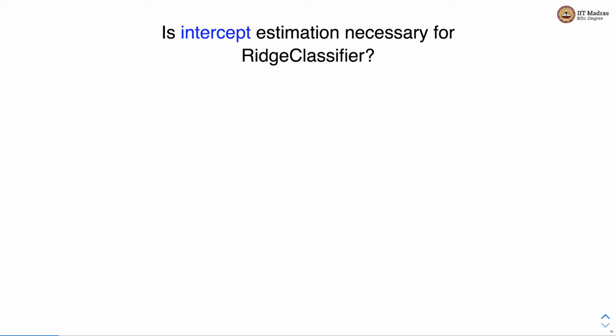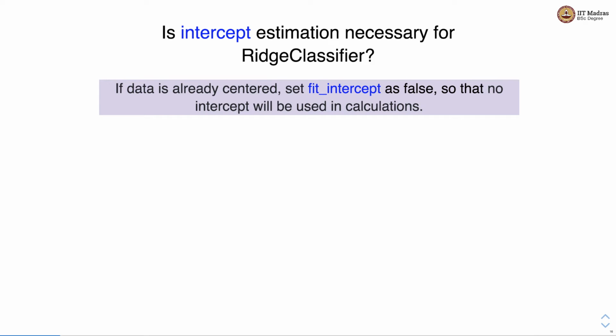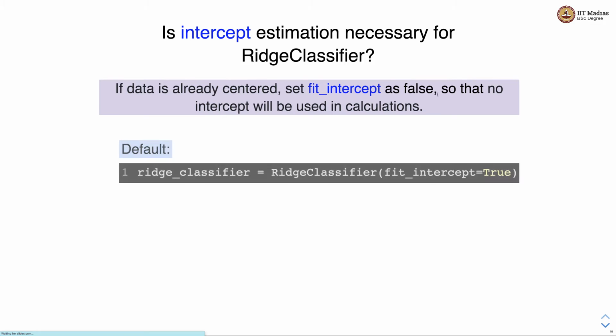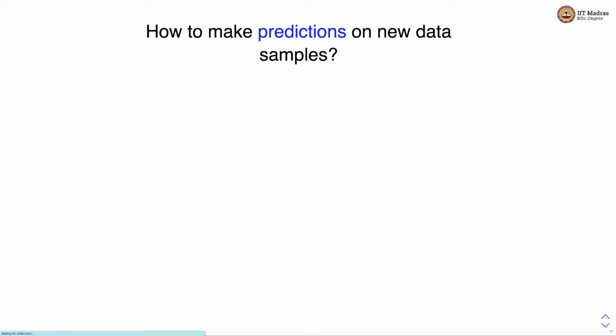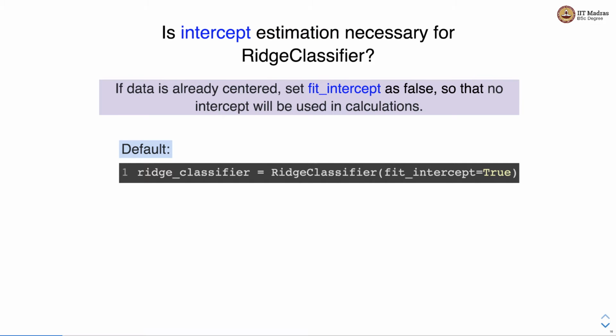Is intercept estimation necessary for Ridge Classifier? This could be one of the questions that might come to your mind. So if the data is already centered, the intercept estimation is not necessary. In that case, we set the fit_intercept argument in the constructor to false. By default, the fit_intercept argument is true, so we have to set it to false in case we do not want Ridge Classifier to perform the intercept estimation computation.